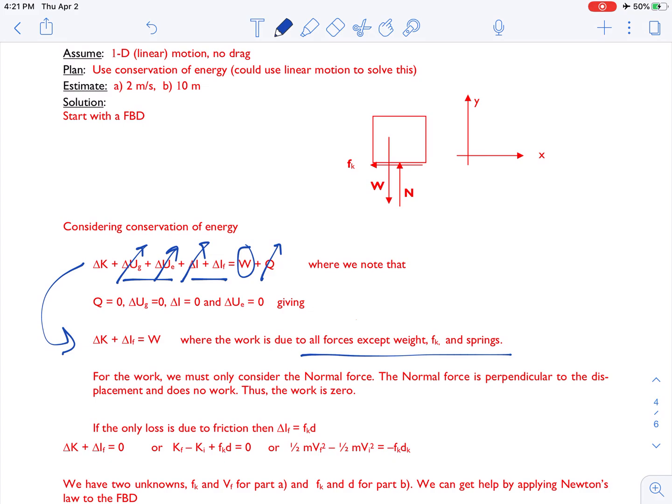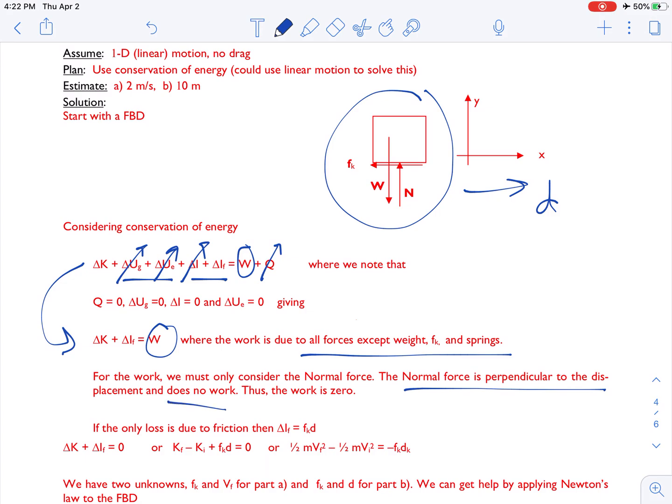And so then we're going to think about this work term a little bit more. Since we are ignoring the weight force and the kinetic friction and we don't have any spring force, the normal force is the only one from our free body diagram, so we are checking that. But the normal force is perpendicular to the displacement because displacement is to the right along the x direction. That means it doesn't do any work. So that will mean there is no work done to put in the energy conservation equation.